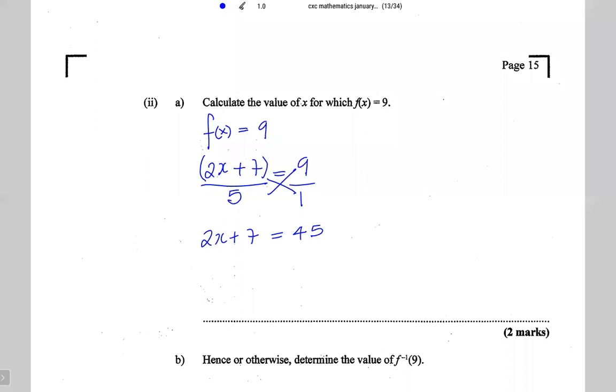Positive 7 goes over and becomes negative. So 2x would be equal to, this looks like 38. Then I'm going to divide both sides by 2. And so therefore, x is equal to 19. So the value of x for which f of x is equal to 9 is x equal to 19.